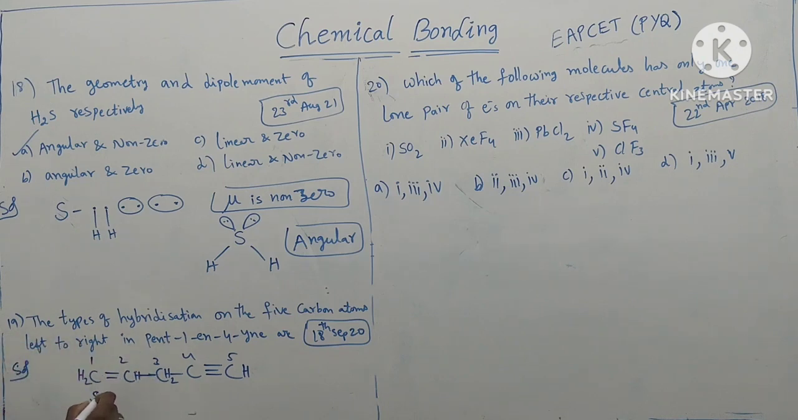So first hybridization, left to right. Double bond is present, sp2. Again double bond is present, sp2 hybridization. Both are single bonds, hybridization sp3. Triple bond is present, sp. Again triple bond, sp. If any one side triple bond is present, sp. If any one side double bond is present, sp2. The hybridizations are sp2, sp2, sp3, sp, sp.